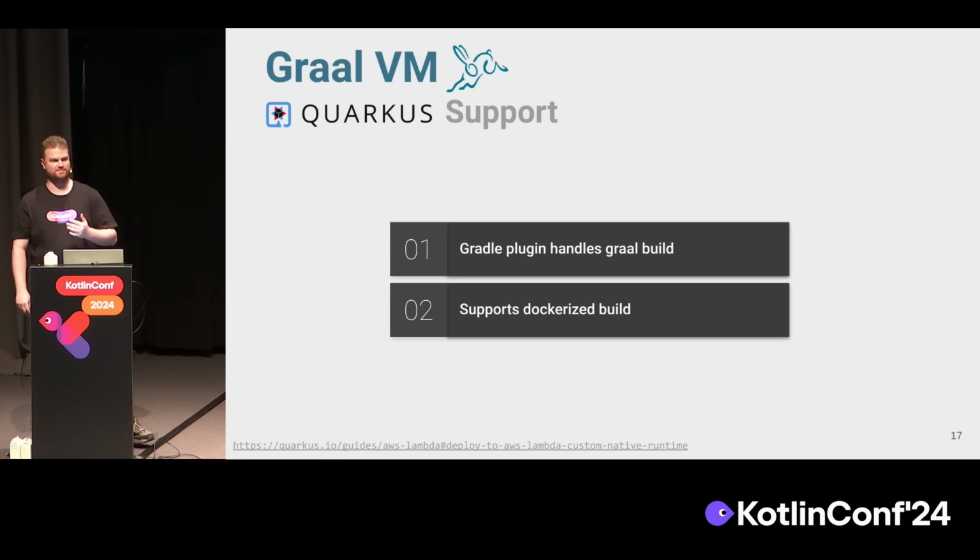Quarkus was designed, I don't know about initially, but it was designed at some point to be very compatible with Graal. That's great. It has a Gradle plugin, which is going to handle the Graal generation for you. It even will run it in a Docker image, so you don't have to have Graal installed. You don't have to have a Windows C++ compiler, whatever you do on Mac. It can handle it for you.